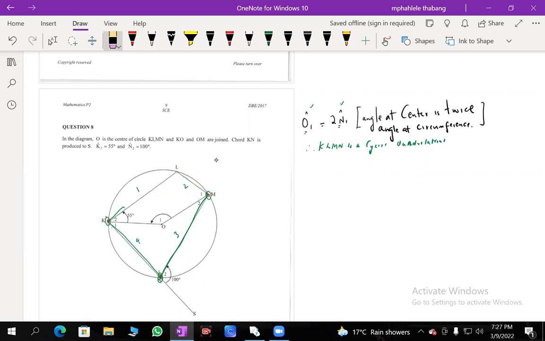It means that we are going to apply the theorems of a cyclic quad. We need to know the theorems of a cyclic quad. Let me engage with you guys. Lebogang, do you still remember any theorem of a cyclic quad?